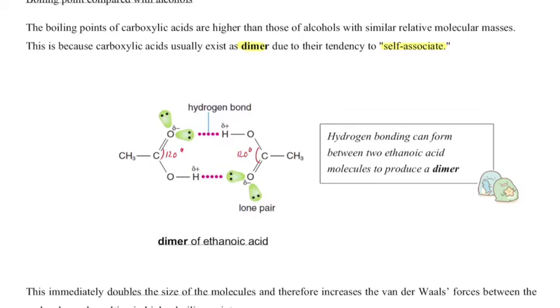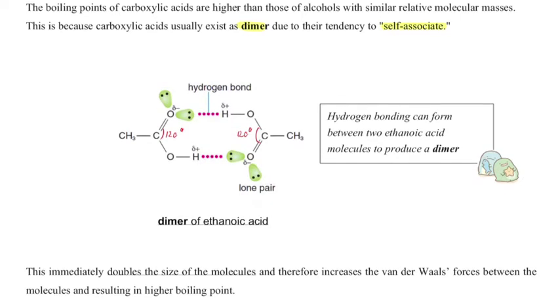If we circle the keywords here, this immediately doubles the size of the molecule since it forms a dimer. And therefore it will increase the strength of the van der Waals forces between the molecules, and then it will result in a higher boiling point.